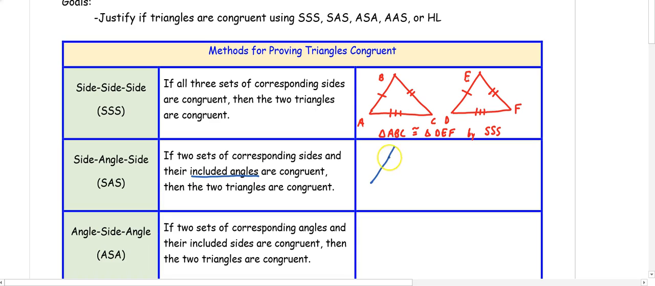So for example, if we have two triangles again, so I have triangle A, B, C again, and D, E, F, we might say that AB is congruent to DE, AC is congruent to DF, and then A and D are congruent angles. So notice that the angle is touching both of those sides. So we would have triangle ABC is congruent to triangle DEF by side, angle, side.